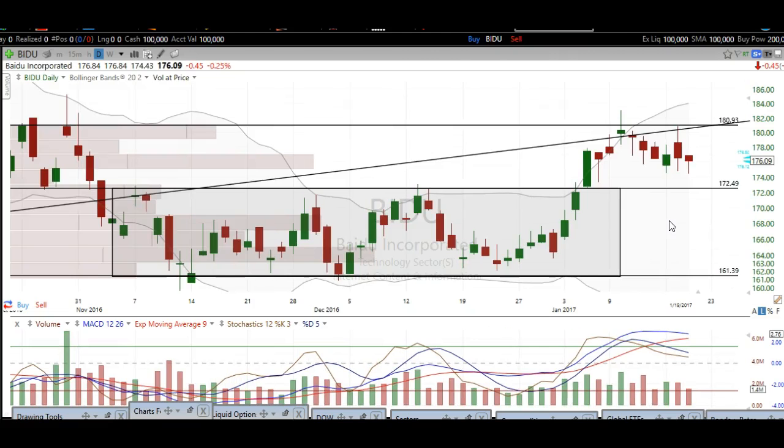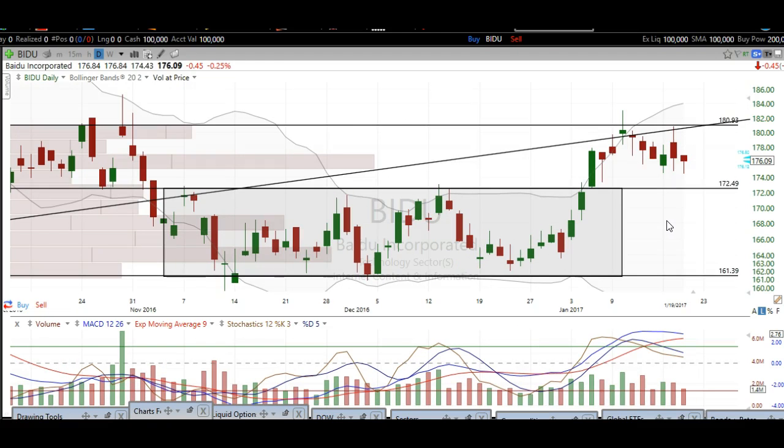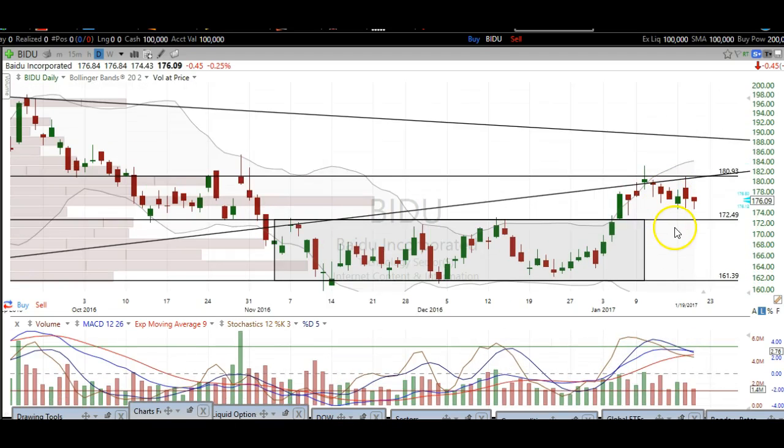Next is BIDU here. In BIDU, we've got support down here at about 172.50. That's going to be that level that you want to see hold if you are bullish on this stock. And then resistance is up here at about 181.